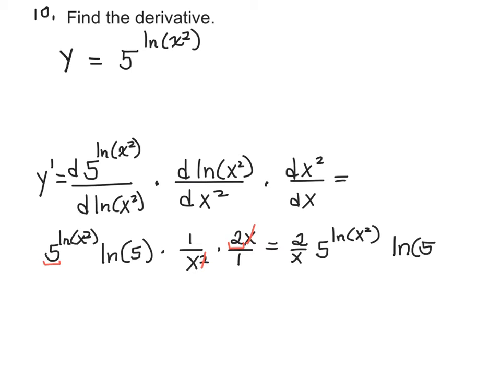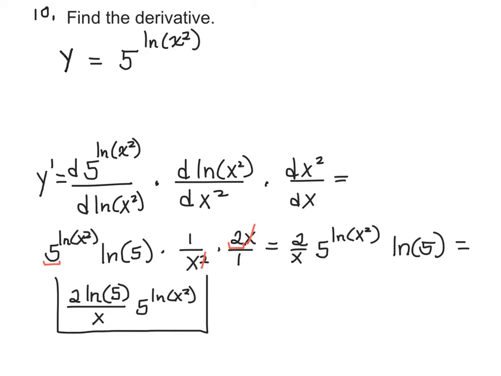Now this is one way to write our answer. I think I might clean that up a little bit and write this as 2 times the natural log of 5, which is merely a constant, over x times 5 to the natural log of x squared. That's a good way to write the answer, so let's put a box around this, because the 2 times the natural log of 5 is a constant, and there's a denominator of x down here, and it's multiplied by a base of 5 raised to the natural log of x squared. There's our answer.